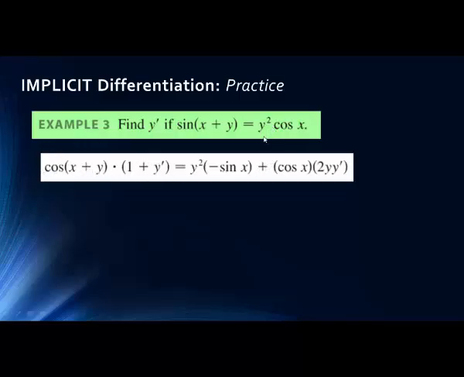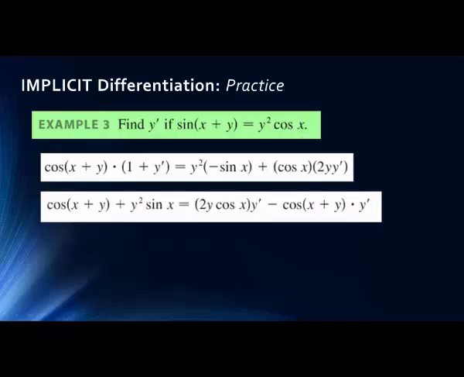On the right side, we have a product rule. So the first term times the derivative of the second. So y squared times negative sine x plus the derivative of the first term, 2y prime times the second, cosine x. Okay? We're trying to solve for y prime, so we need to get every term with y prime on the same side.